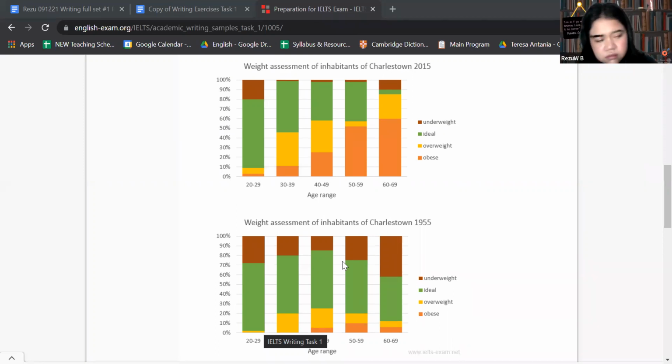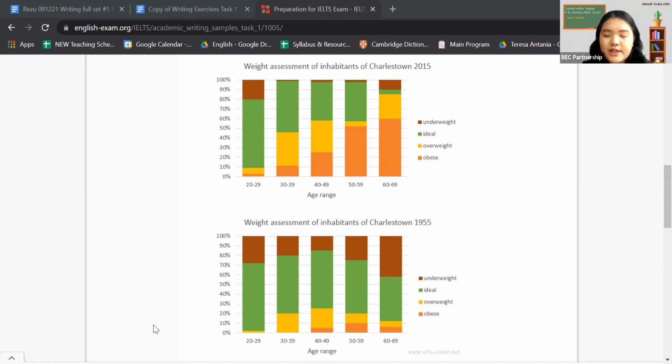You can say overall, young people in Charlestown in both years maintain their ideal weight or maintain their healthy lifestyle, but the weight of the older generation changed quite significantly to an unhealthy one. So yeah, the trend. Oh, I didn't think that way. Yes, it's the trend, right? So it's not only the numbers, but how you translate it.